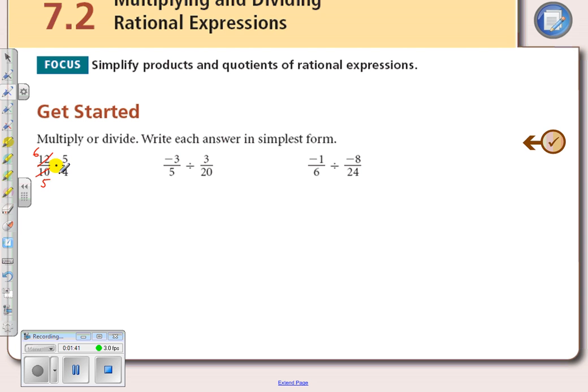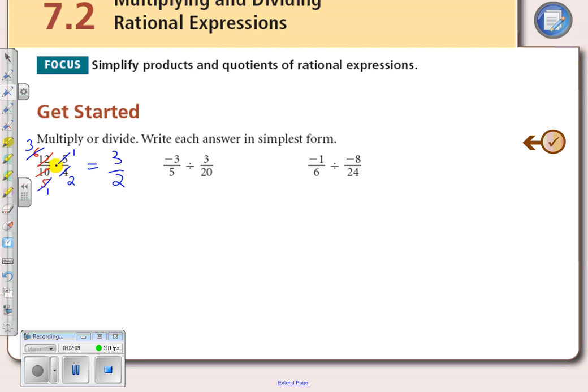So now I look, oh, I've got a 5 and 5. I can divide 5 by 5 and get 1. I can also look at the 6 and the 4. I can divide each of those by 2 again. 6 divided by 2 gives me 3. 4 divided by 2 gives me 2. So I'm left with 3 over 2. Takes me to the simplest form right there in one step when I Haya right at the beginning.